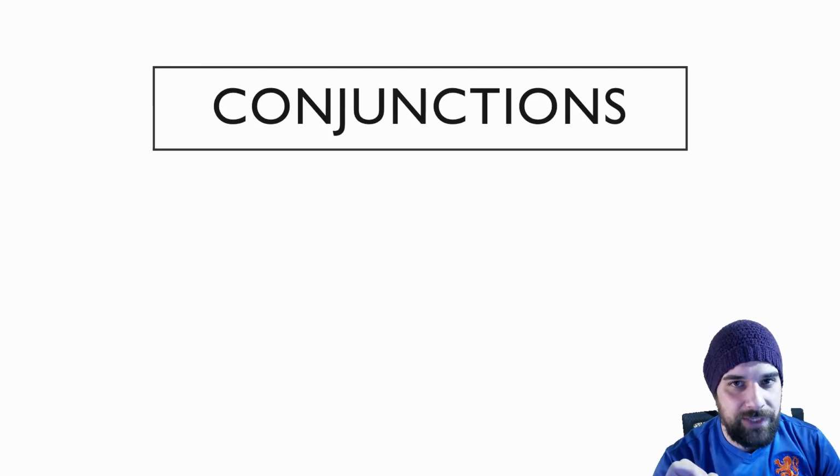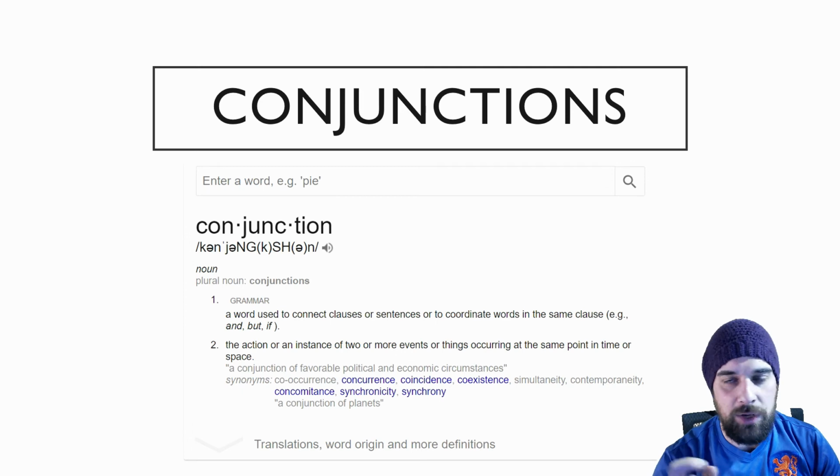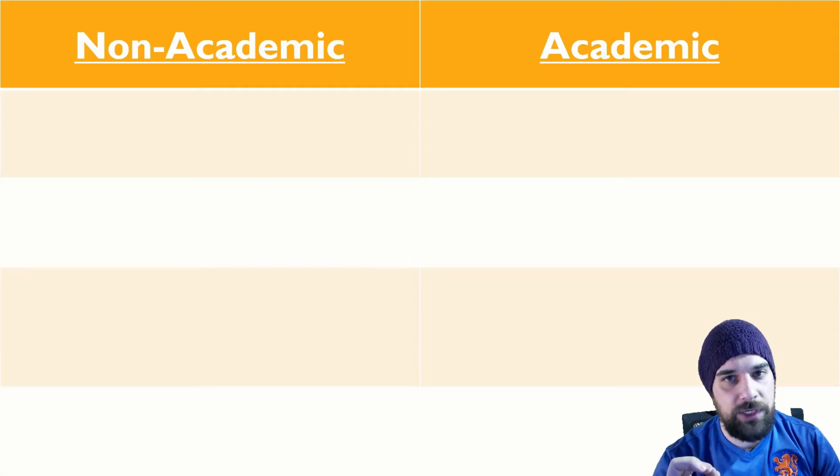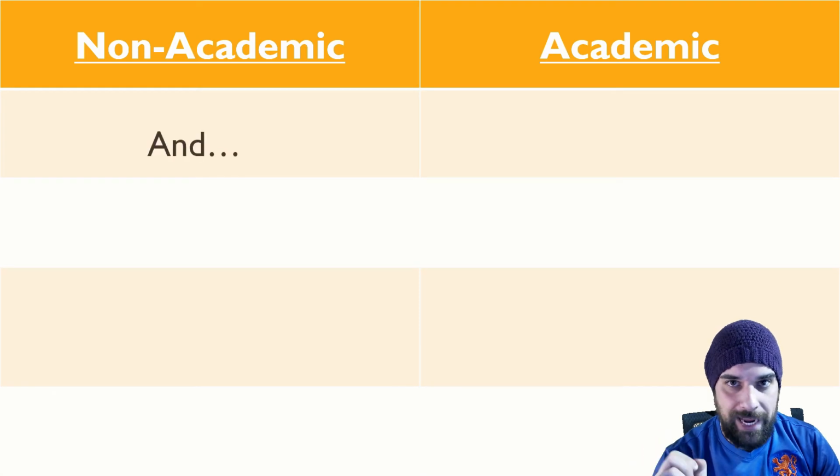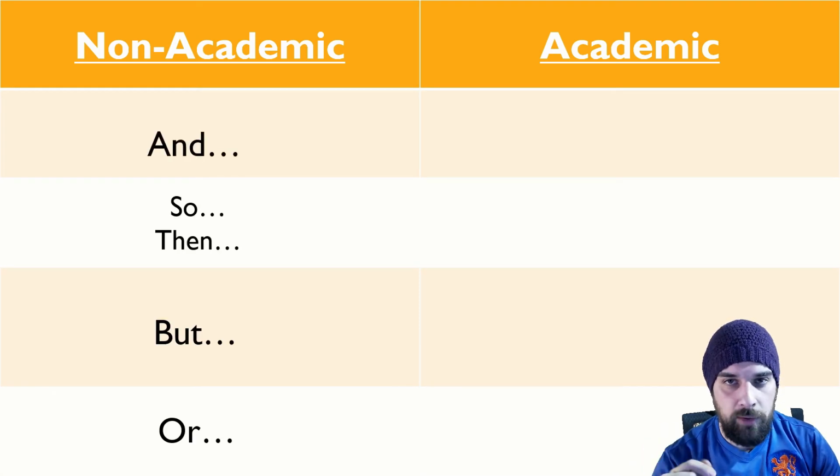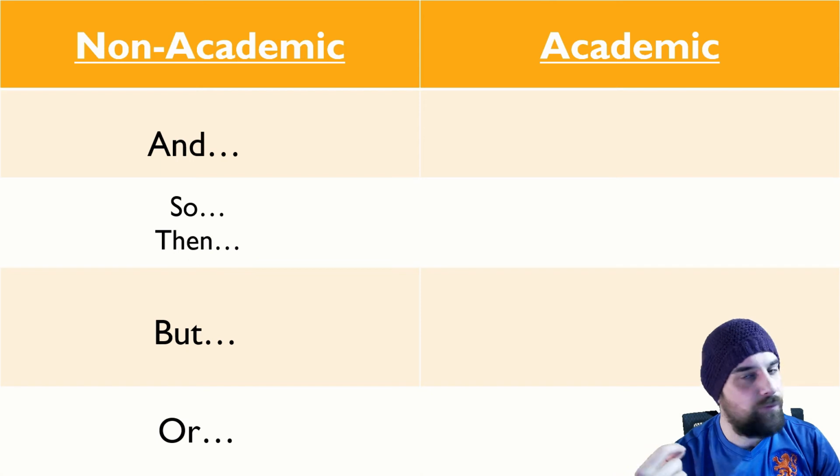Another quick example is conjunctions. If you don't know what a conjunction is, you can pause it here and read the definition. Basically, it's words that link parts of sentences together. So there's lots of conjunctions you guys use all the time, like and, so, then, but, or. So these are fine, right? But we can do way better.